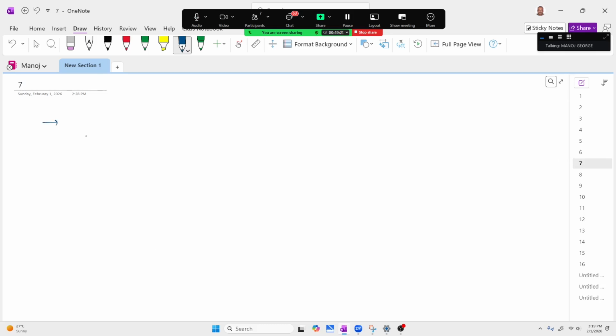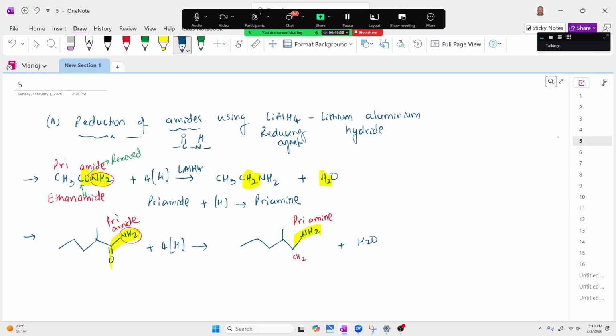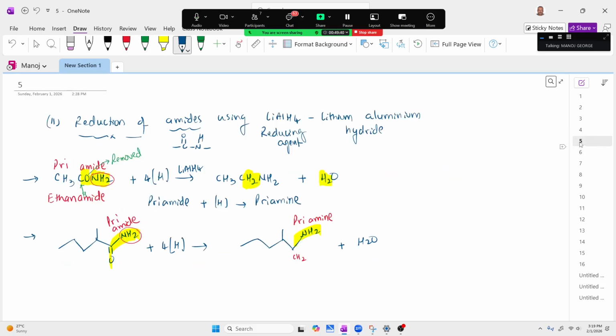So now let's have a look at, so we had like, I think 3 methods how to make a primary amine. First was, if I use a halogen alkane, I can react with ammonia. Ammonia must be dissolved in alcohol, ethanol, and heat under pressure. If I want to work with primary amide, I have to use only lithium aluminium hydride. And the reaction always has 4 hydrogens, 4 written in front of the atomic hydrogen there.